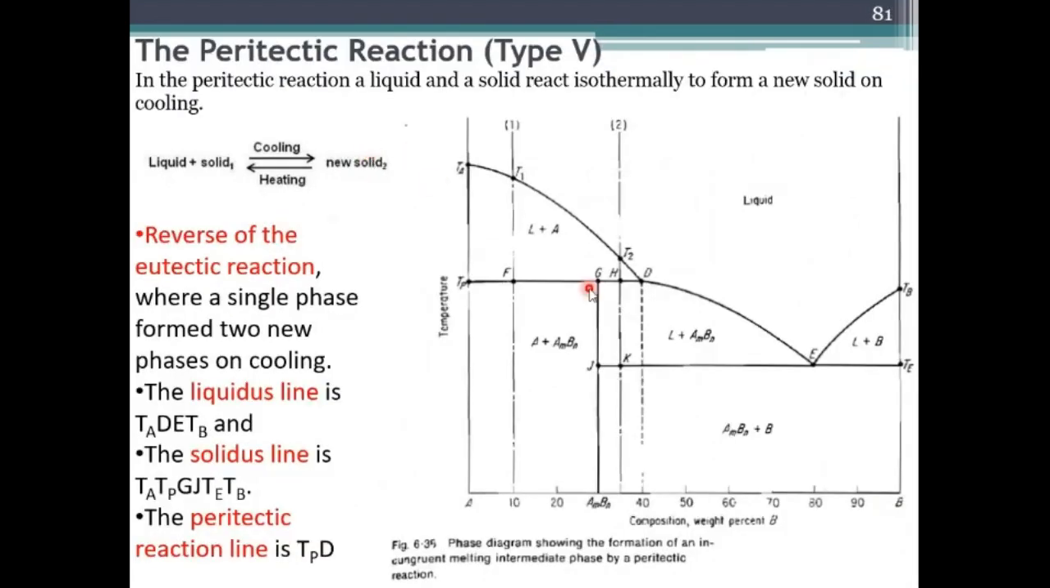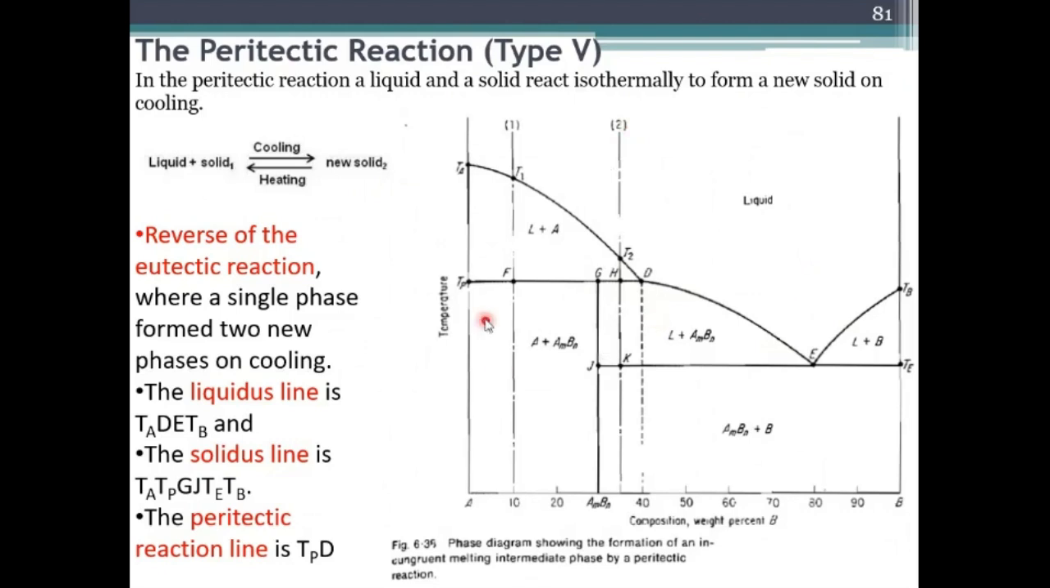Here is another type, peritectic, a more advanced form of reaction. The peritectic form is nothing but the reverse of the eutectic form, wherein the liquidus line and the solidus line do not meet at the same point. You will have two points, like point D and point E. So the region TA, D, E, and TB, this region we call the liquidus line. All the portion above it is completely liquid.